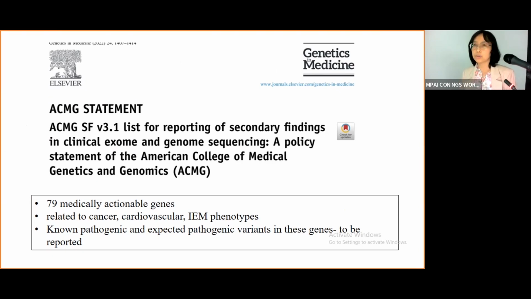In India, it is yet to catch up, but we sure will be there in the near future. So they have recently released this list, and in July last year, they came up with a list of 79 actionable genes, in which if you get any pathogenic or likely pathogenic variant, you need to return the results to the patient. So these are basically more or less related to cancer mostly, and some of them are cardiovascular phenotypes and some metabolic disorders.